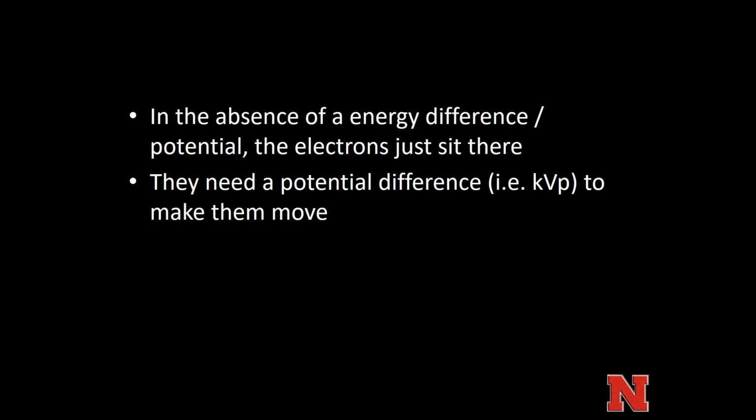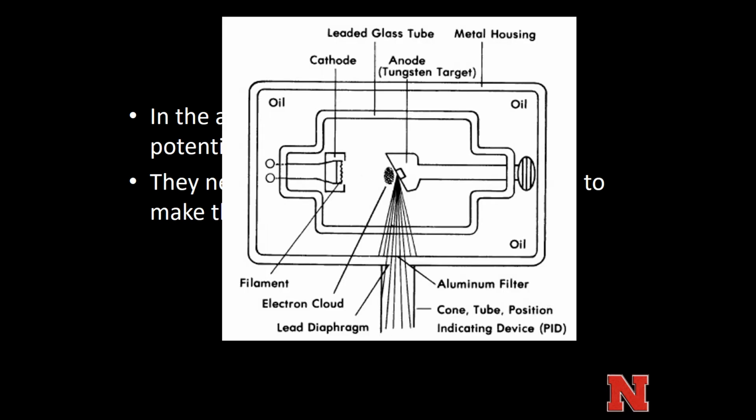In the absence of an energy difference or potential, the electrons just sit there, boiled off and don't move. So you have to apply a potential difference, i.e. the kVp, to make them move. So what's a potential? It's just a difference from the cathode to the anode, which causes those electrons to move in the direction towards the anode.